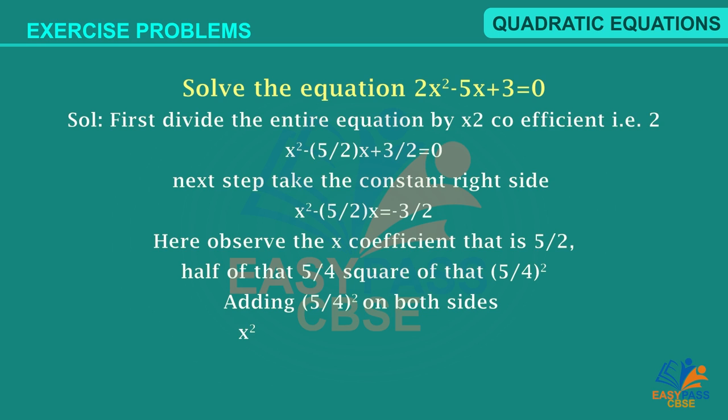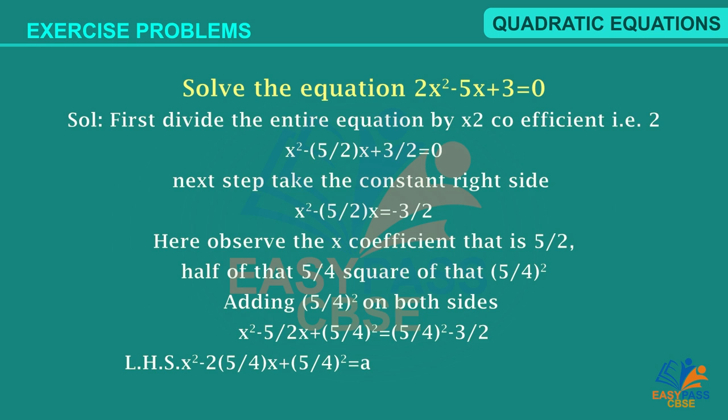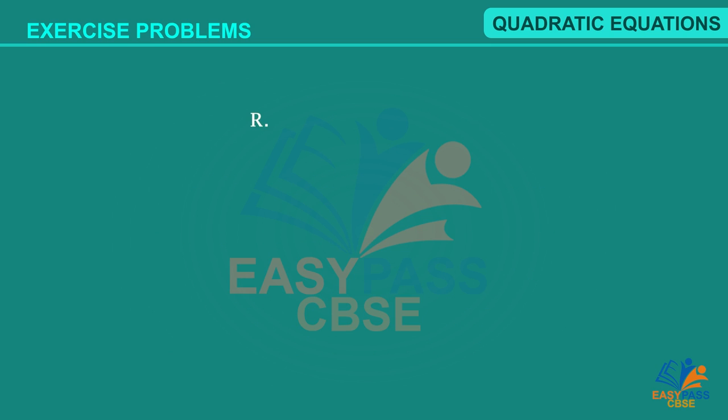So we have x square minus 5 by 2 x plus 5 by 4 whole square is equal to 5 by 4 whole square minus 3 by 2. If you observe the left hand side, it can be written as x square minus 2 times 5 by 4 x plus 5 by 4 whole square. Nothing but a square minus 2ab plus b square. So it will become x minus 5 by 4 whole square, and whereas right side 25 by 16 minus 3 by 2. If we simplify, right hand side we will get 1 by 16. Therefore, x minus 5 by 4 whole square equal to 1 over 16.